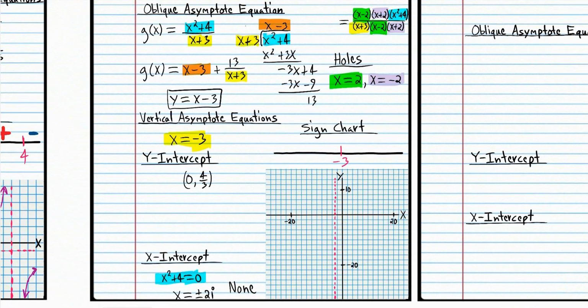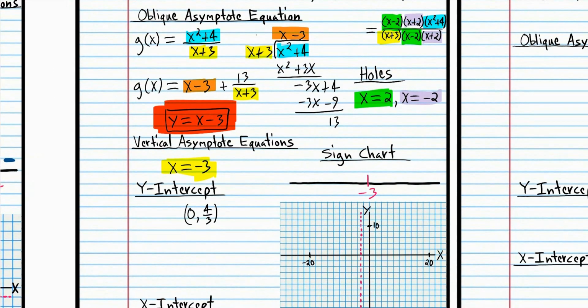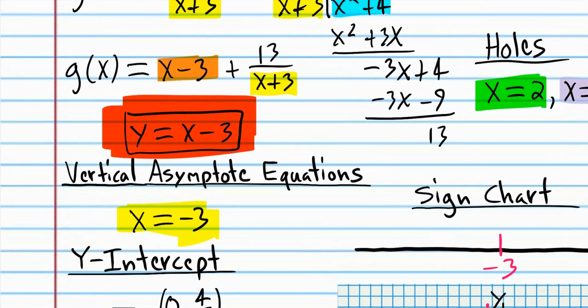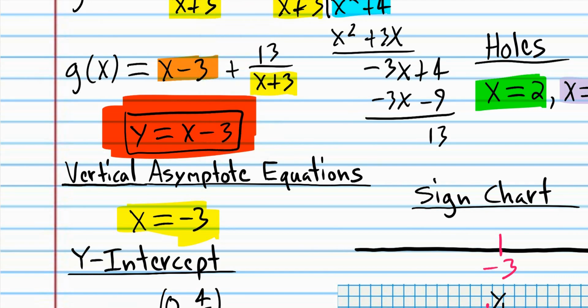So now we have this red oblique asymptote. It's going to be a line like we mentioned, and this equation is in slope-intercept form. So remember, y equals mx plus b. I'll write it in green. So y equals mx plus b. b is -3, that's the y-intercept, and m is 1, that's the slope.